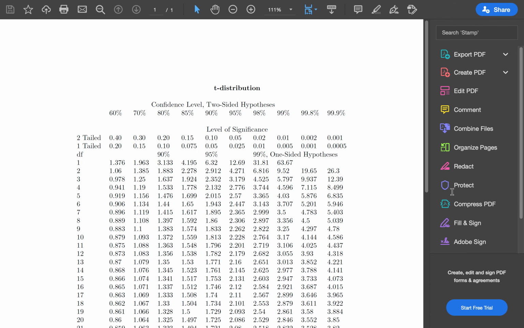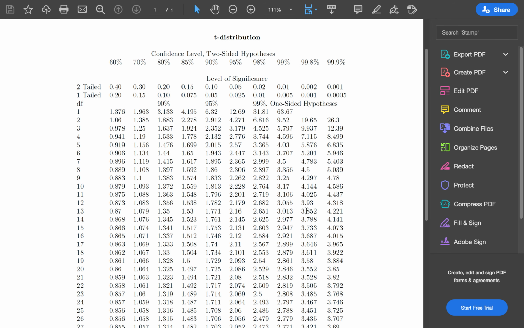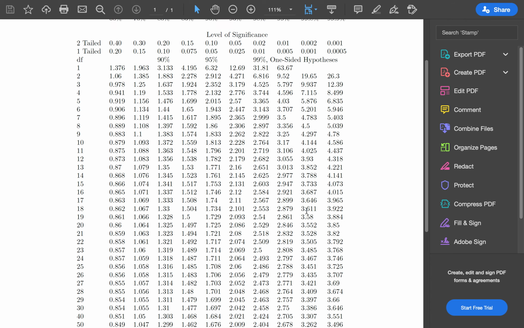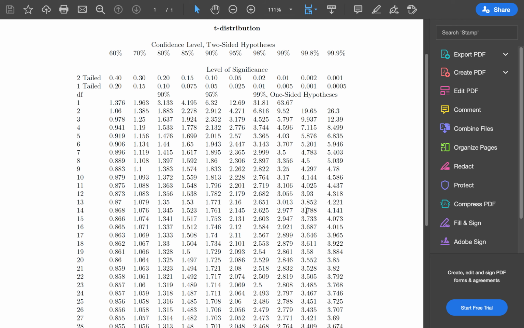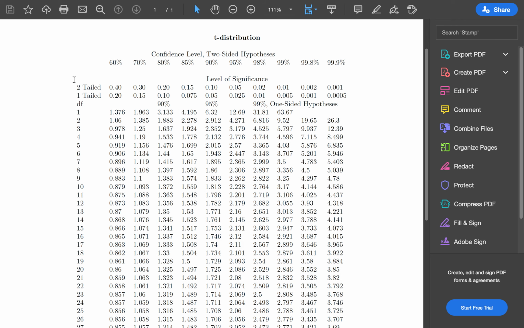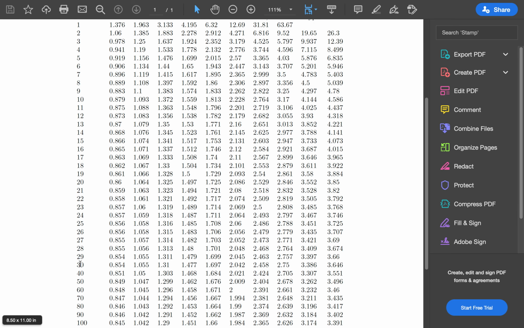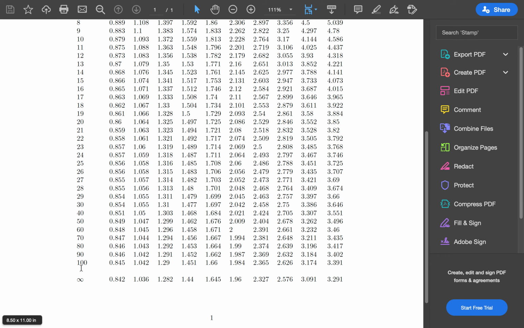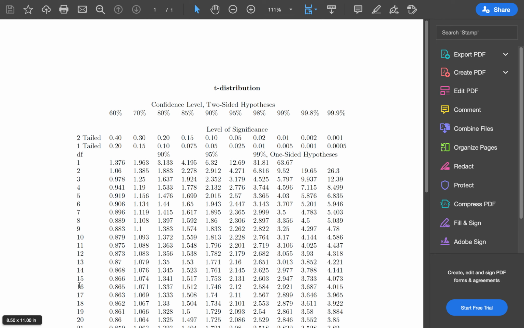This is the t-table. And you can see it's a large, phenomenal table of critical values. Look at all these critical values. That's just great. Now, have a look at the left-hand side of the t-table. You can see that it goes from 1 all the way to 30 in sequence, and then it goes up by 10 to 100, and then it goes to infinity. The far left-hand side of the t-table is the degrees of freedom.